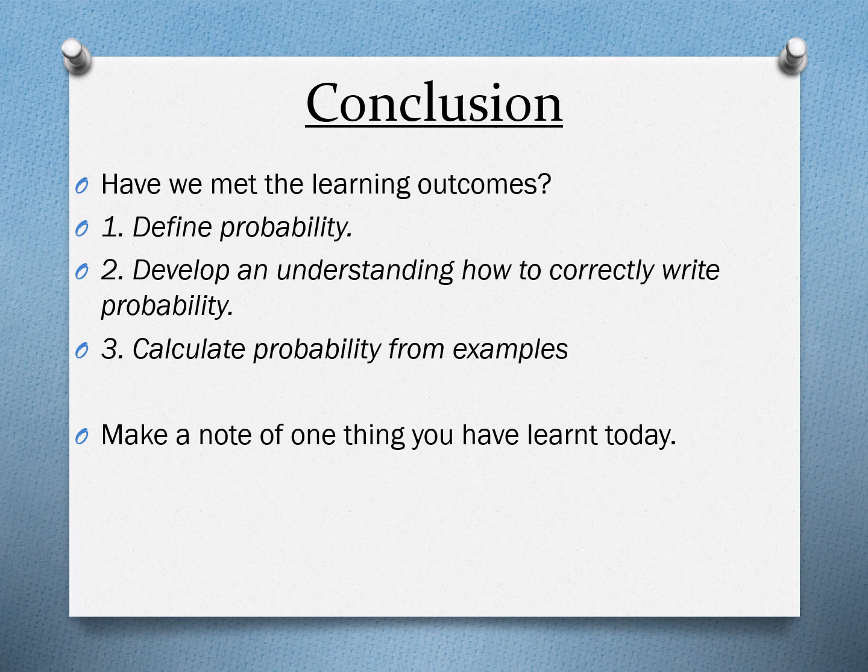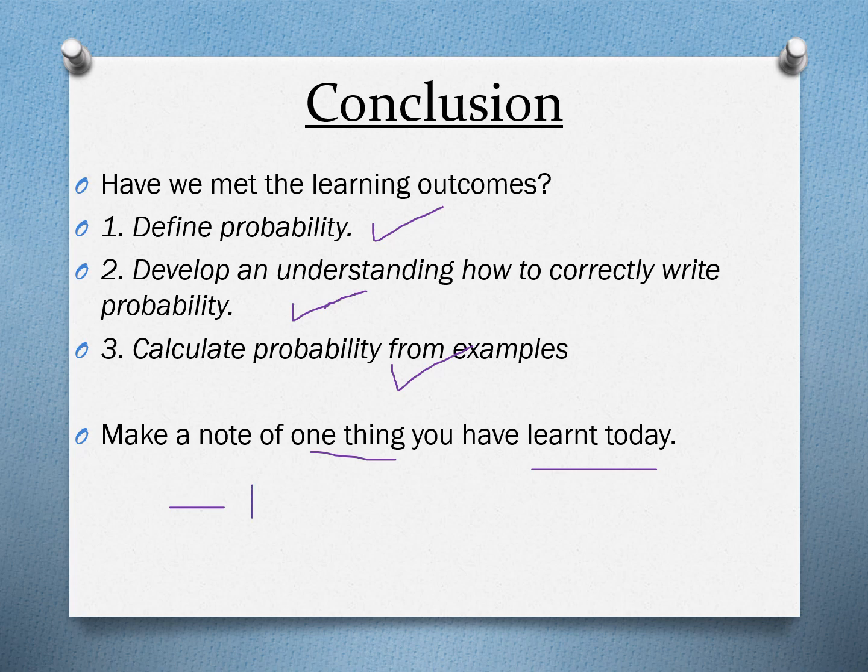Right, guys, so this is our conclusion. Have we met our outcomes? Yes. Define probability, so I'm happy with that. Development of understanding of how to write probability correctly, using the scale ranging from 0 to 1. Calculate probability from examples, so we've done plenty of practice. Make a note of one thing that you've learned today.